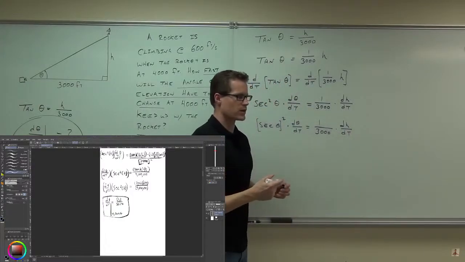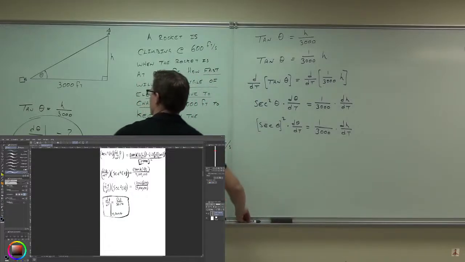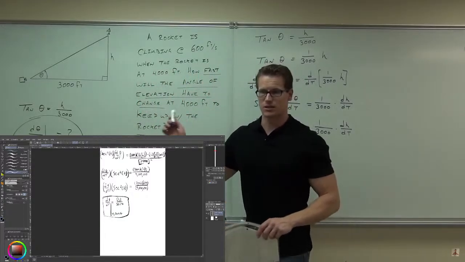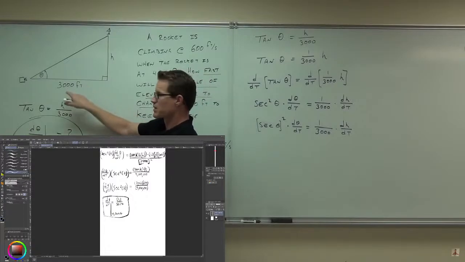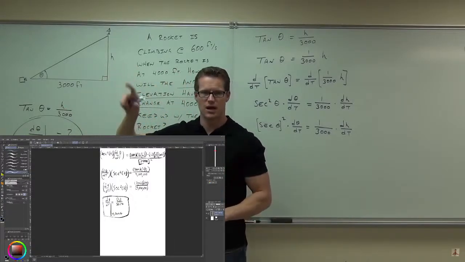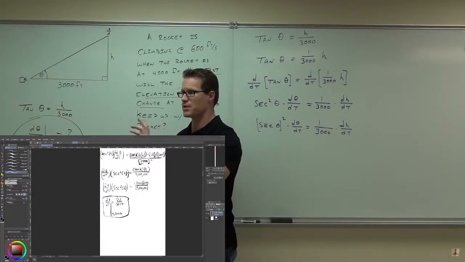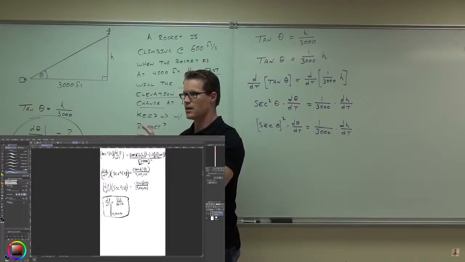Keep in mind this is all occurring at 4,000 feet. So let's go back over to our picture here and kind of fill in the blanks a little bit. This is 3,000. This h at a specific time will be, how much are we looking at? 4,000. That's going to be 4,000 at the moment of time that we're looking at. You follow me on this? That's going to be 4,000.